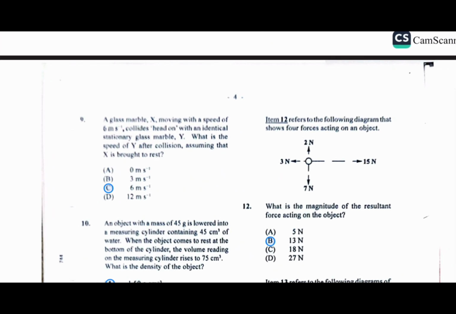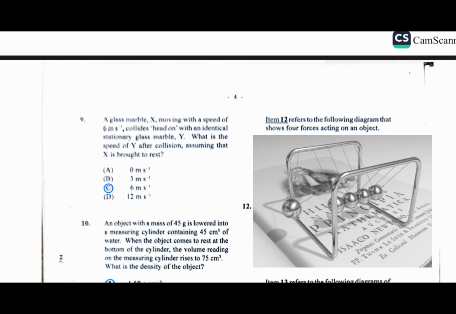Question 9. A glass marble X moving with a speed of 6 meters per second collides head-on with an identical stationary glass marble Y. What is the speed of Y after collision, assuming that X is brought to rest? So in this collision, if X is stationary after, that would have meant all of the momentum from X was transferred to Y. And so Y should technically be moving at a speed of 6 meters per second. And this is an example of Newton's cradle. I'll provide an animation for that.